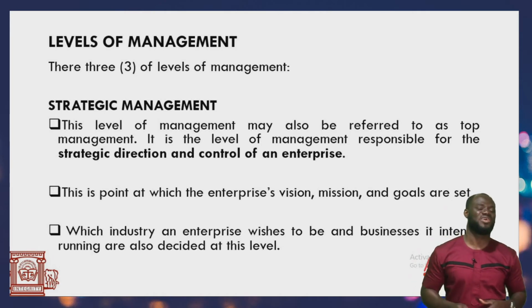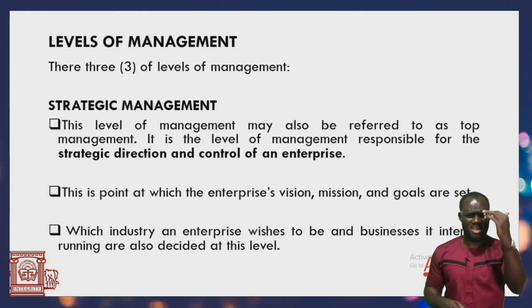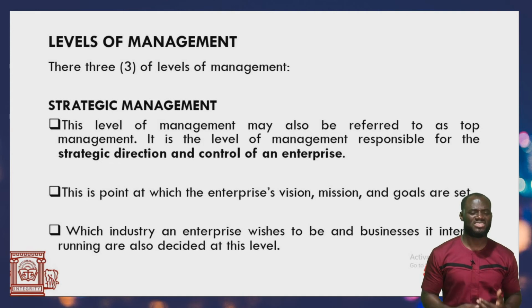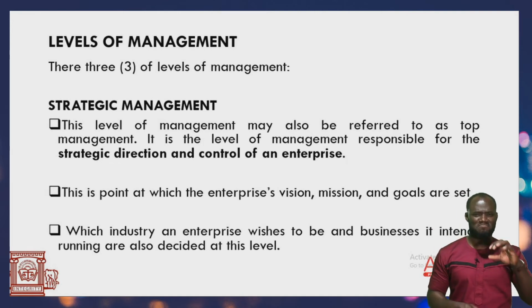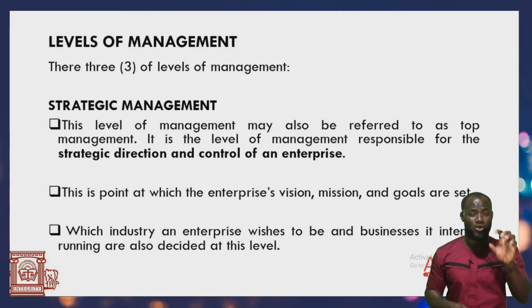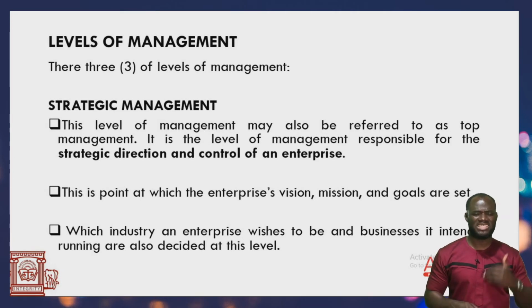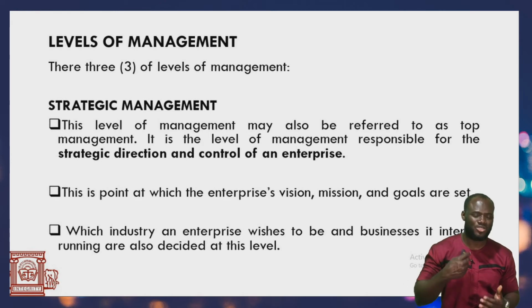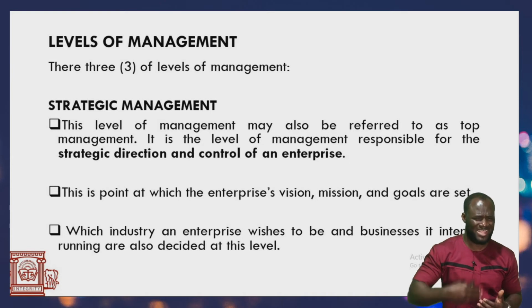So the first level of management here is strategic management. Of course, strategic management also represents the top level management, and their function is simply to make the strategic decisions. It's a level at which the vision and the mission of the enterprise are set. It's a level at which the company sets its long-term goals. It's a level at which the company decides on its mandate. It's a level at which the company decides which industry and which business it intends to get into.